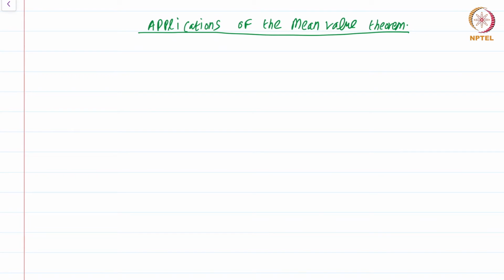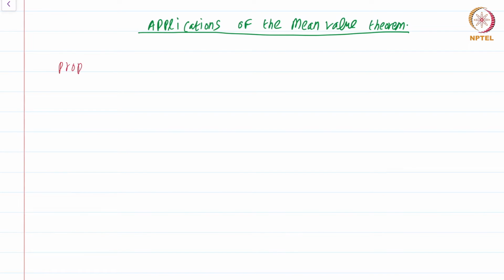Let us see some nice applications of the mean value theorem. I will first state one property of the derivative that you are no doubt familiar with. The sign of the derivative determines whether the function is increasing or decreasing, and you can use the sign to predict it. Let's make this into a rigorous statement.